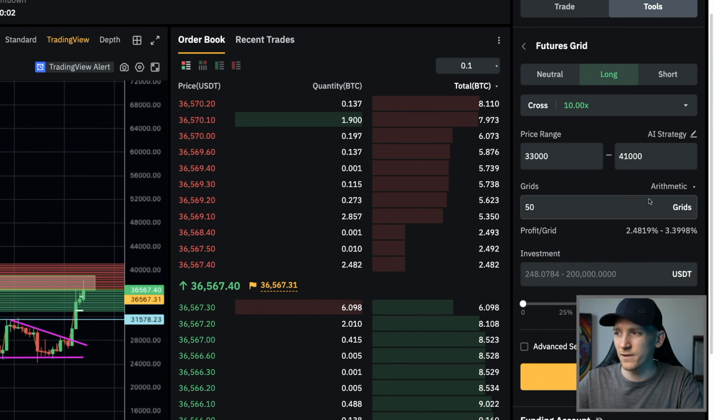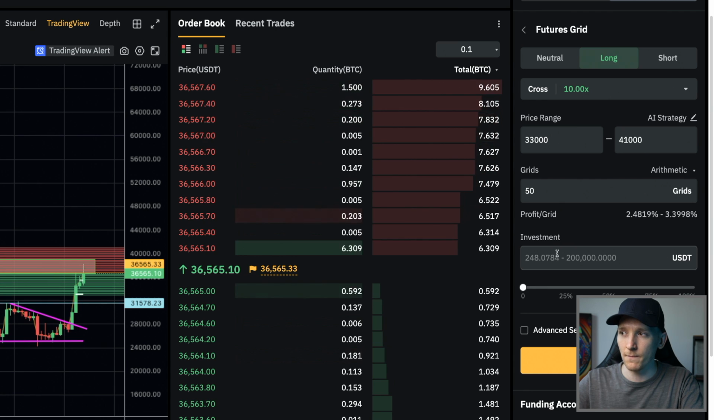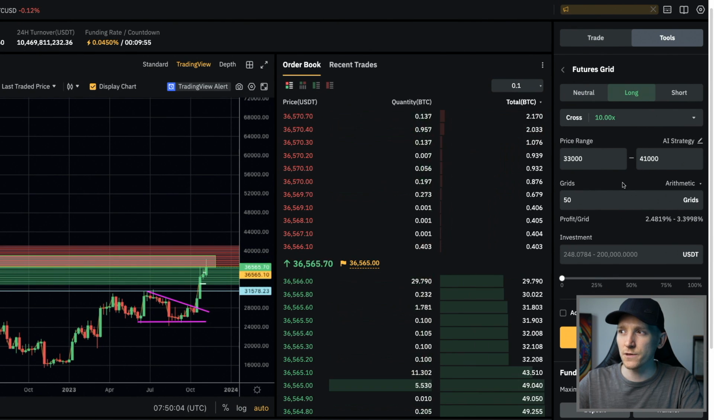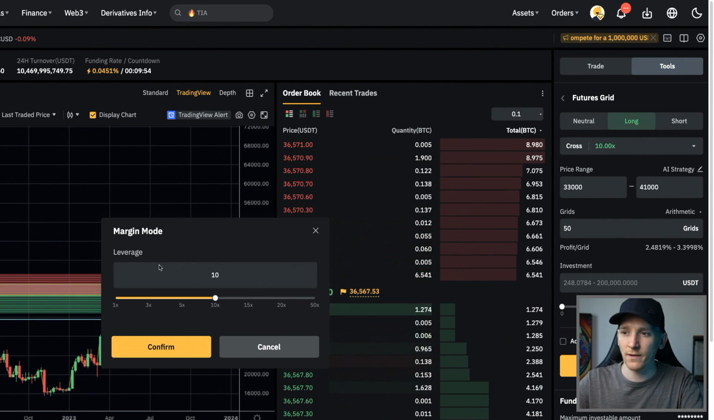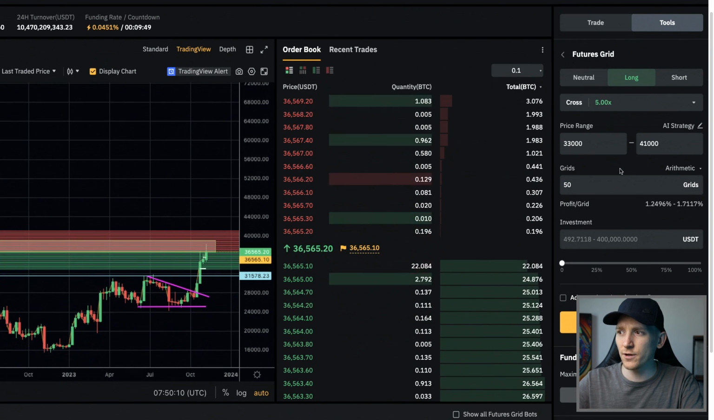As you can see, the difference is very, very minimal. So I don't think it matters that much. And then just put the investment in here. So that's really the difference with futures. You can use leverage like this. So we're using 5x leverage as an example. And you can choose this.